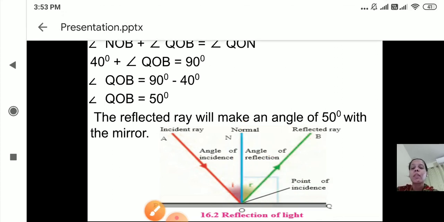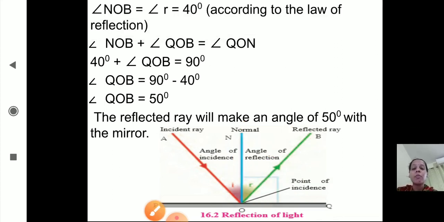So here we have completed third and fourth sum from solved examples. And we have completed lesson number 16, reflection of light. I hope you are clear with all the concepts.